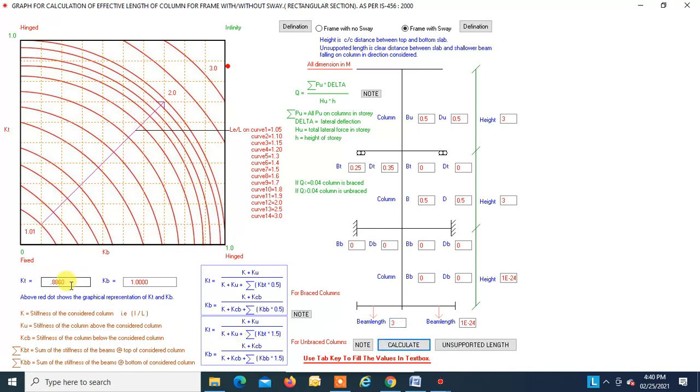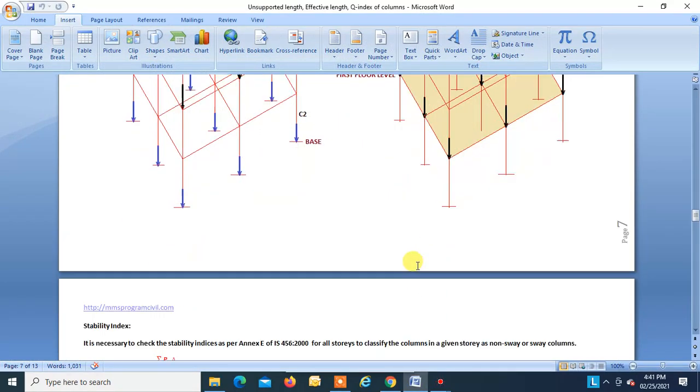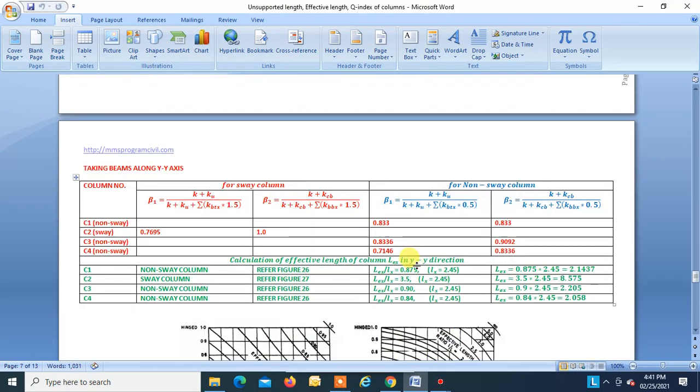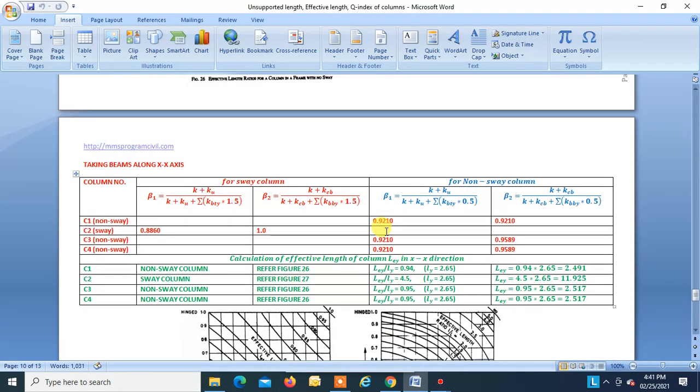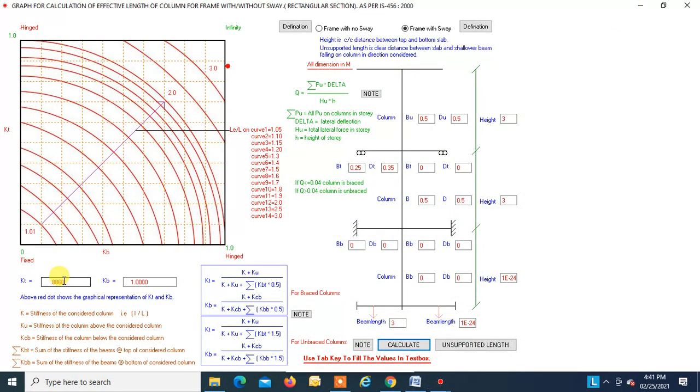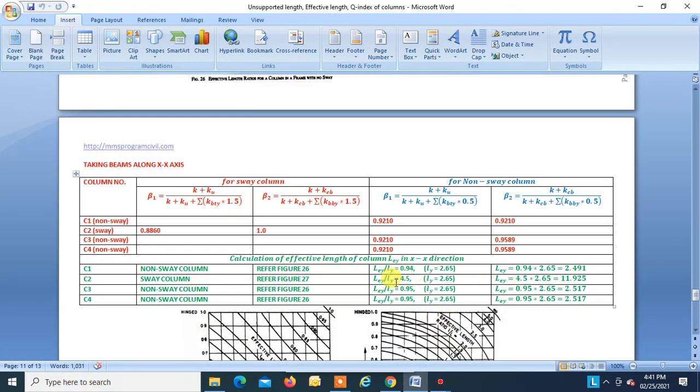So we get our beta 1 as 0.886 and beta 2 as 1. Let us see the theoretical value which we obtained by manual calculation. Earlier we got 0.769 and 1, and that was for the y-axis. We have to see along x-axis, right? Along x-axis, for C2 we got beta 1 as 0.886 and beta 2 as 1. That is what we got from the program, 0.886 and 1. So this is found to be 4.5 K. K I have taken as 4.5, right?